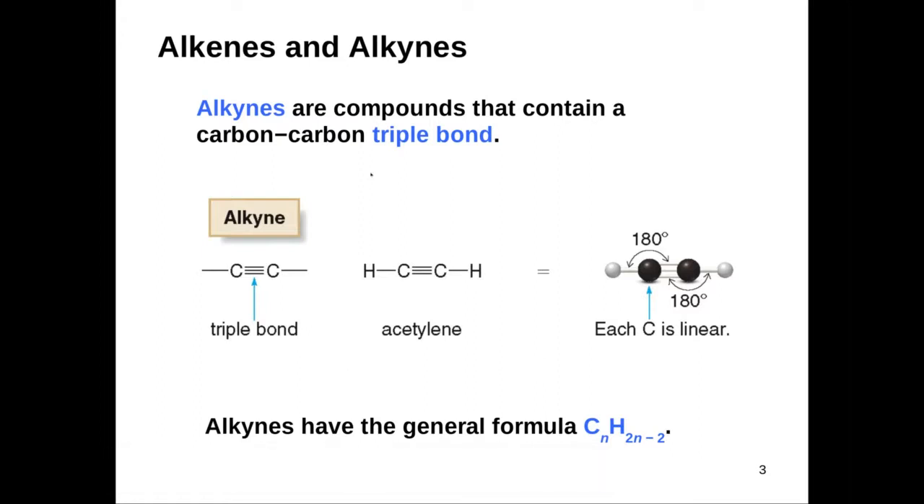Fun fact about acetylene, it's commonly used as a fuel. So if you've ever seen really hot burning torches in metallurgy or something like that, they're acetylene torches. They burn really hot. They burn thousands of degrees.